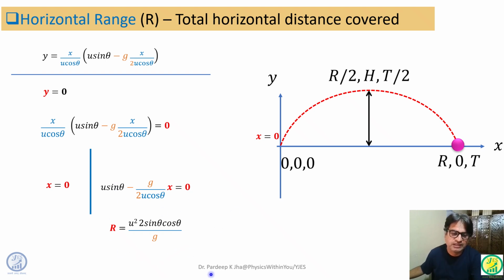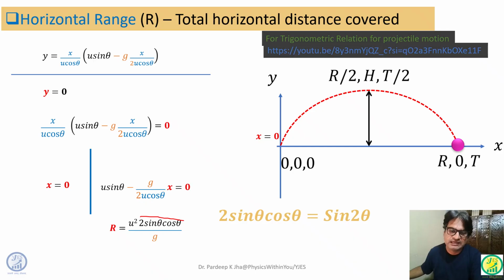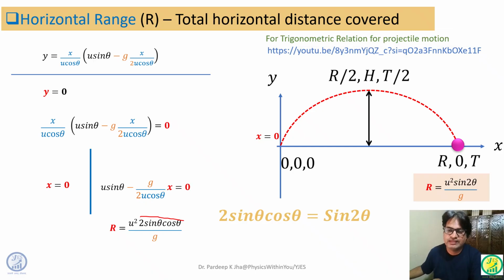Now there is one typical thing about the trigonometric relation: 2 sin theta cos theta equals sin 2 theta. I have a short about that trigonometric relation used in projectile motion; you can visit the shorts there. So ultimately, what do we get? We get the range, and the range is u square sin 2 theta upon g, in the simplest form. And so this is the range.